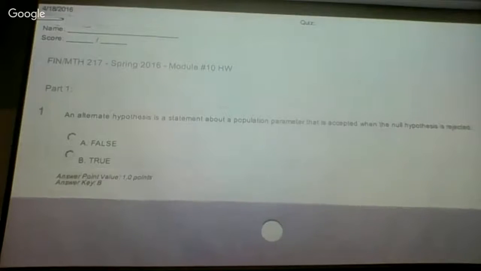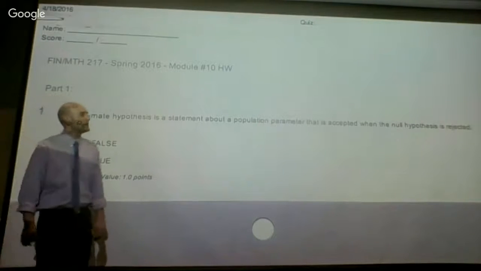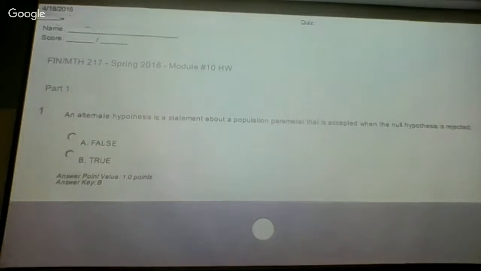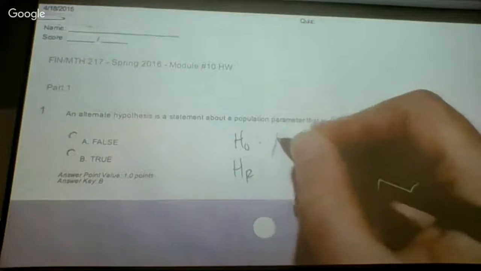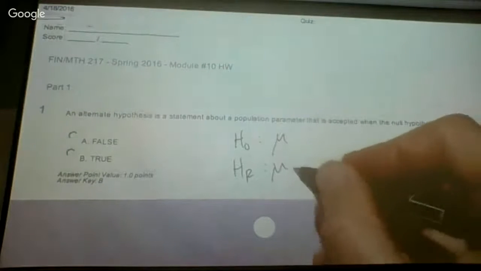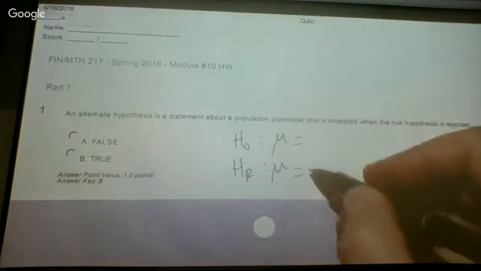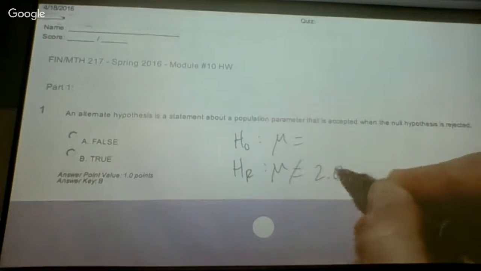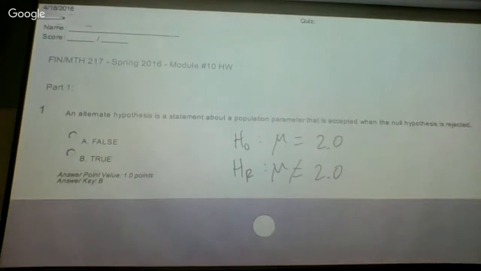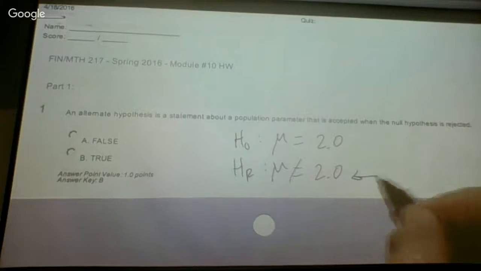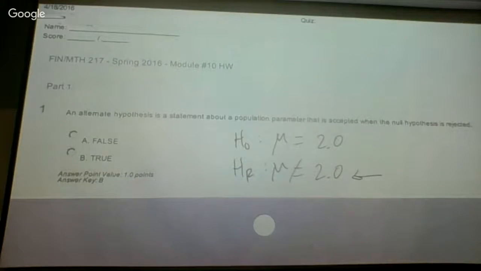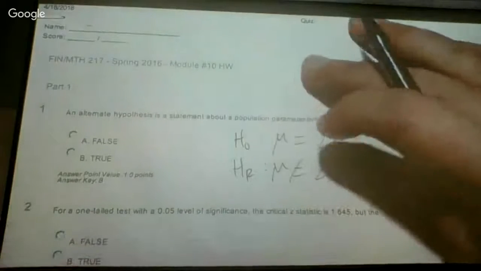All right, we already know the answer is true here. Number one, an alternate hypothesis is a statement about a population parameter that is accepted when the null hypothesis is rejected. There's effectively two hypotheses every time. There's a null hypothesis and a research hypothesis. Both will be statements about mu. But this is the alternate hypothesis, sometimes called the research hypothesis. One is true, and I'll give you that one.